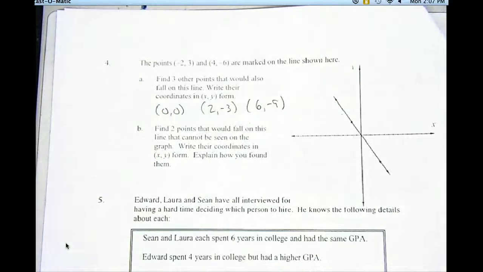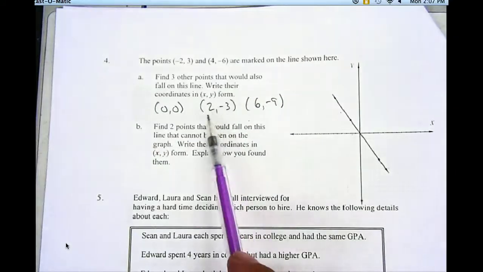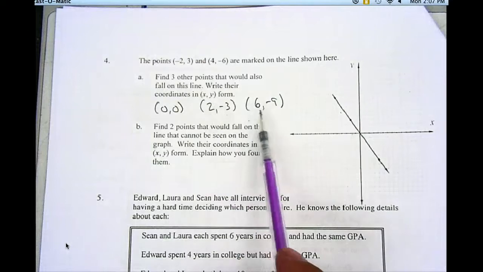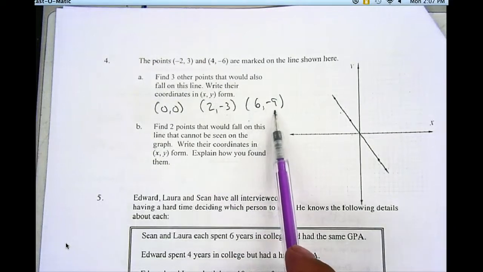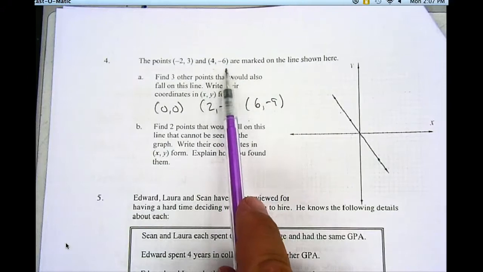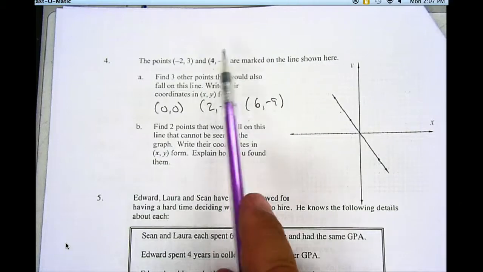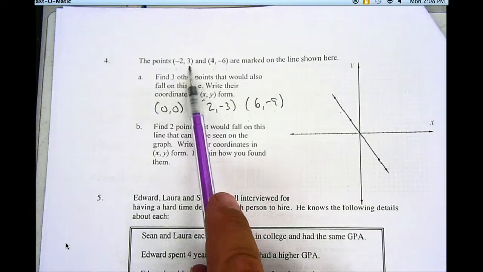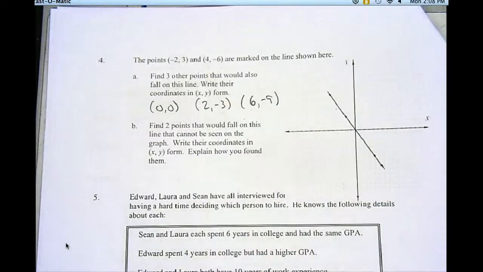And the cool thing is, what I'm noticing here is if I take my x and multiply it by negative 1.5, I get a y. If I'm taking 2 and multiplying it by negative 1.5, I'm getting my y. So that's how I can find any point on that graph.